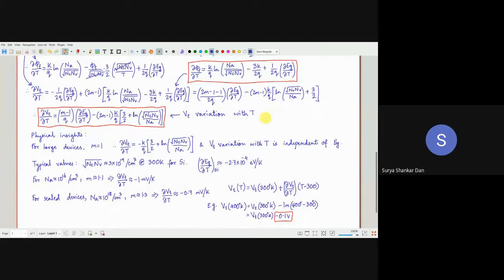Now comes the last part of today's lecture. That is, what are the physical insights we get from here? First thing, for large devices, as I told you, this variation of Vt with temperature becomes exceedingly important as we scale down the technology. So if you are going to deal with lower technology nodes, this del Vt by del T term increases rapidly. So as I have been telling you from the very beginning, larger devices are more robust. Always keep this in mind.